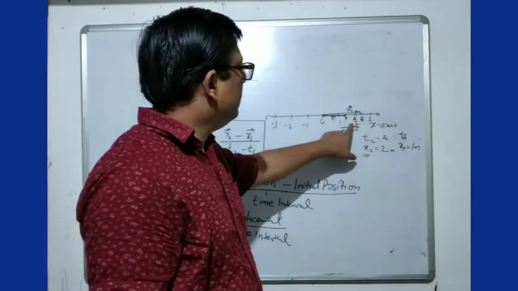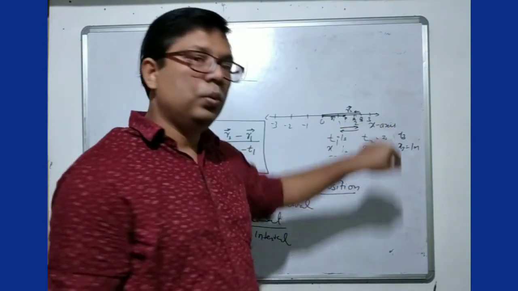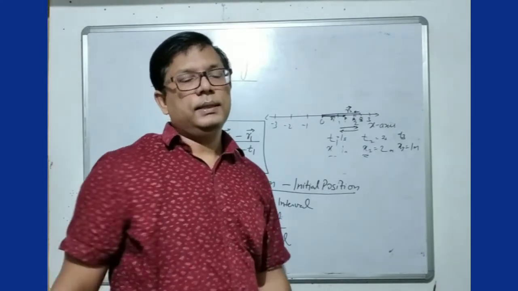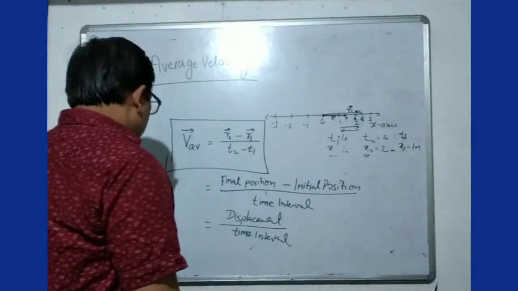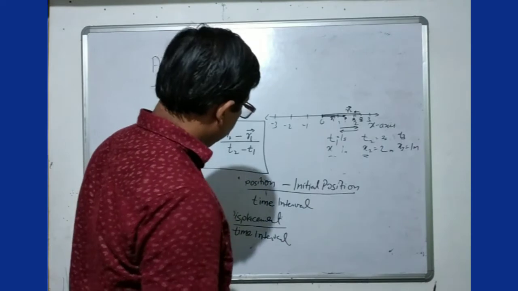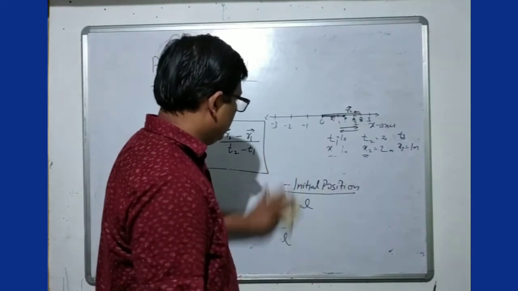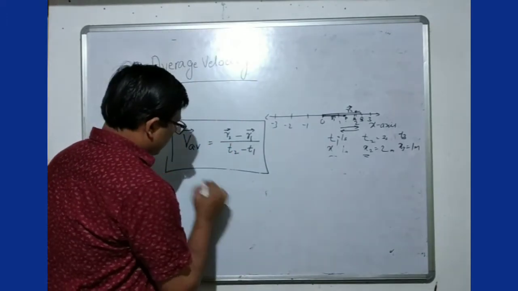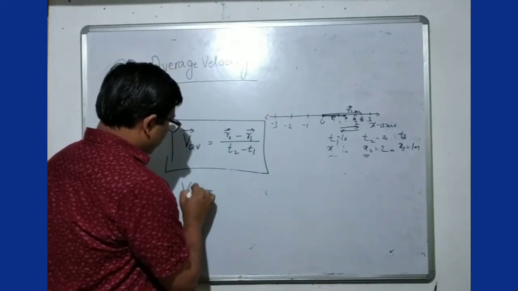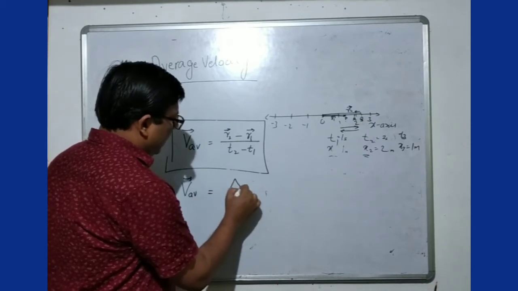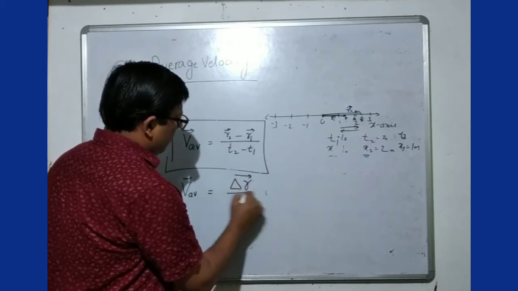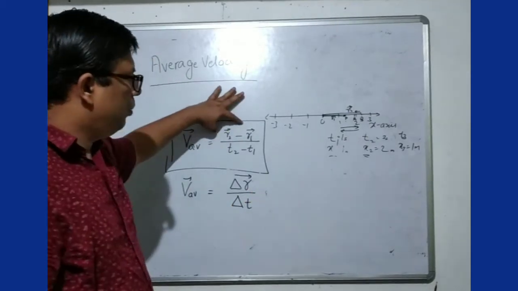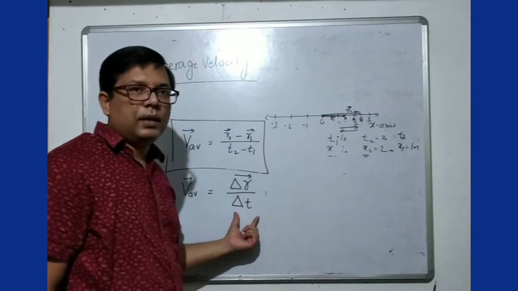So we have to take the interval between R and Q, then only we can come to know that the object also moved in the negative direction. So this can be written as V average can be written as del R upon del T. So this is the change in position by time interval.